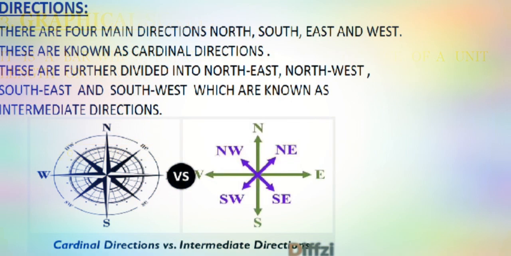Then the next element, that is the direction. Direction is a major component of a map. The 4 major directions are north, south, east and west. These directions are known as cardinal directions. These are further divided into northeast, southeast, southwest and northwest. These are known as intermediate directions.